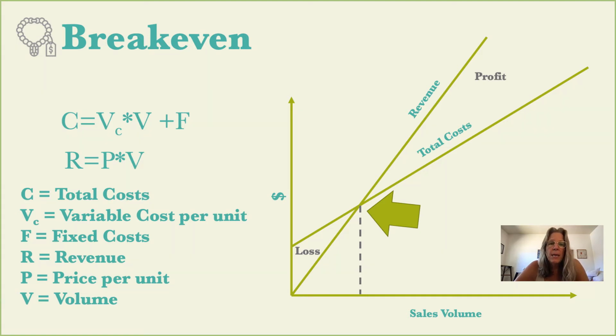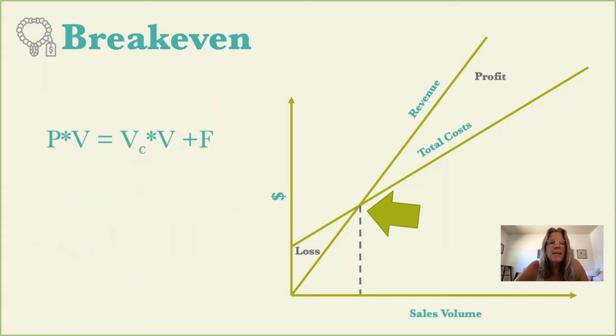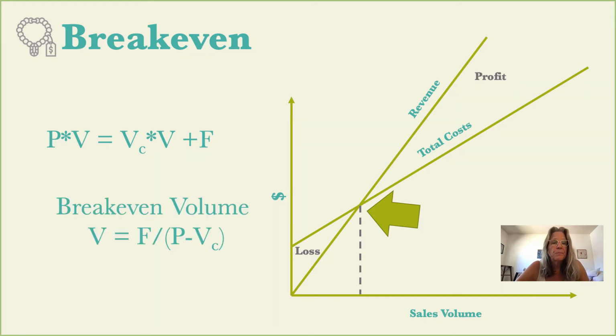So now we have two lines described by these equations. If we set them equal to each other, we can find the volume at which they're equal, and that's a zero profit place. Rearranging this with algebra, we get that the volume is equal to the fixed cost divided by the price minus the variable cost. That is what's known as the break-even volume.